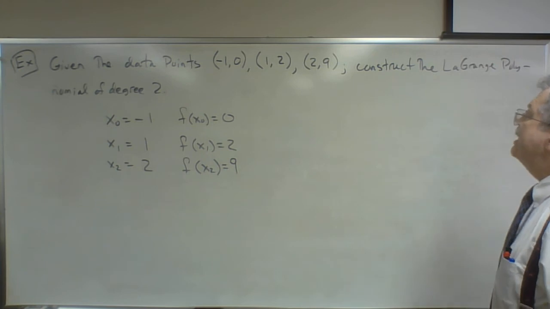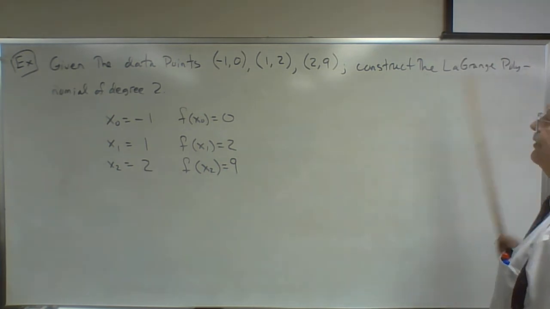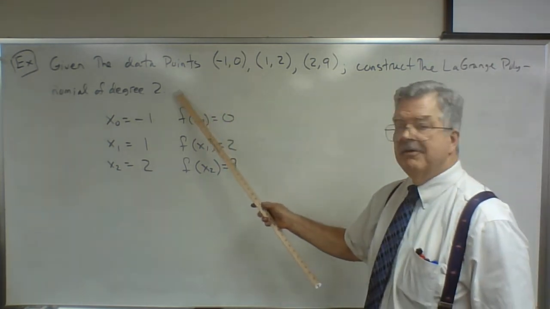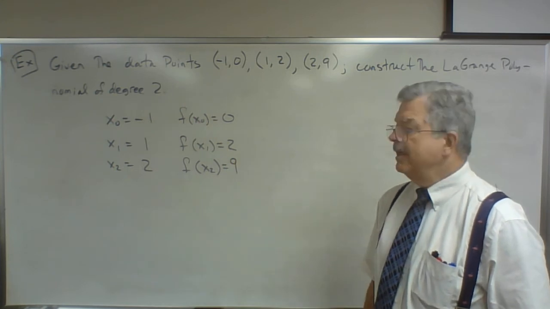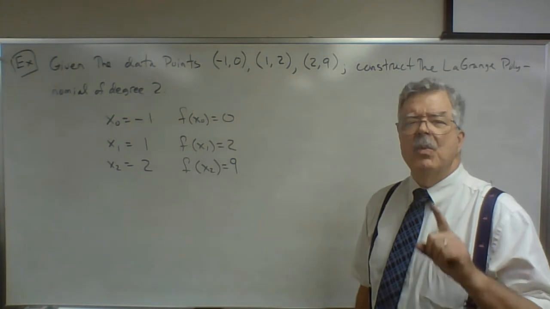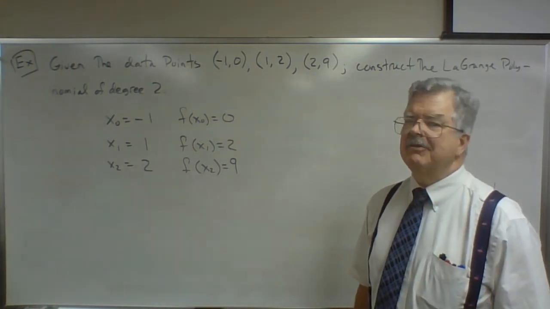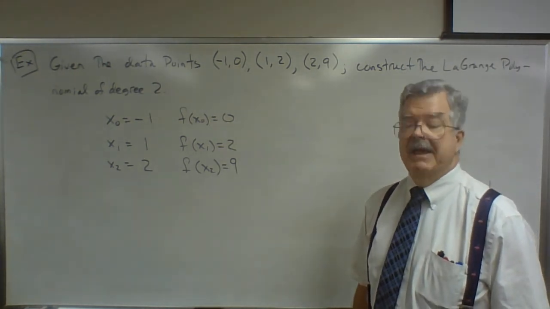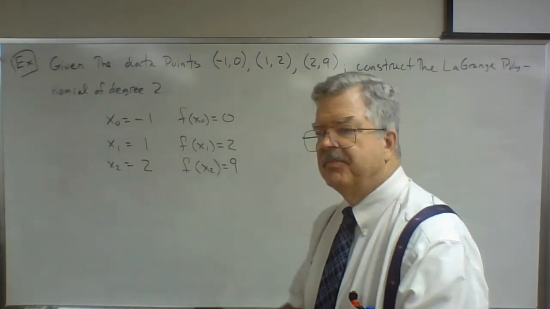We have 3 data points. We want to construct the Lagrange polynomial of degree 2. Is that right? Yeah. If we have n plus 1 data points, then we have a Lagrange polynomial of degree n. Okay, cool.